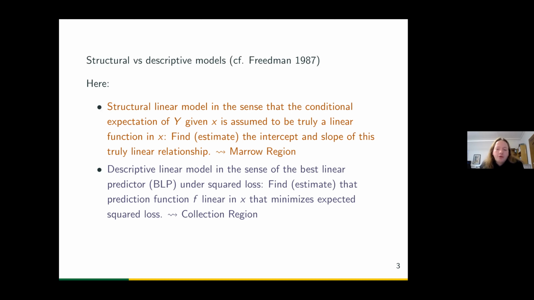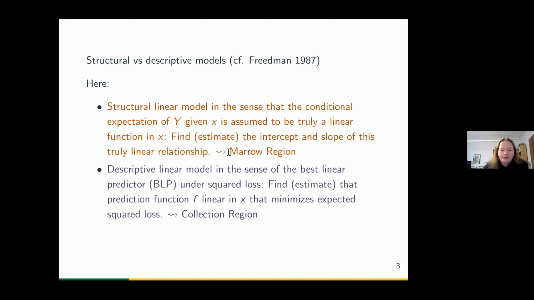So concretely, we want to find or estimate a prediction function f, which is linear in x, and which minimizes the expected loss of the observed y compared to the prediction that is made by f. I will explain this later in detail. And based on these two assumptions, or two model understandings, we come to two different regions.